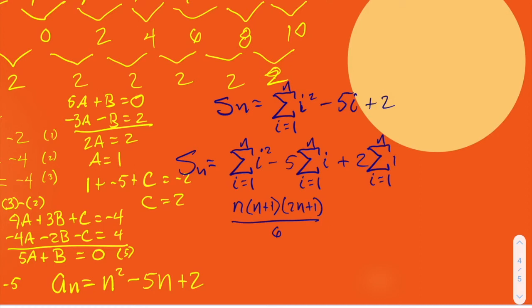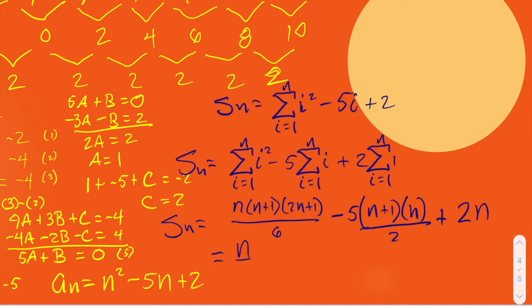So that's the first term. Minus 5 times n plus 1 times n. I wrote that backwards, but it still works. And then plus 2 times n. Well, that gives my S sub n a common factor in the numerators of n, and in the denominators I see a greatest common factor of 6. And so we're going to go ahead and just pull out n over 6. And as we do that, now this is what we have.